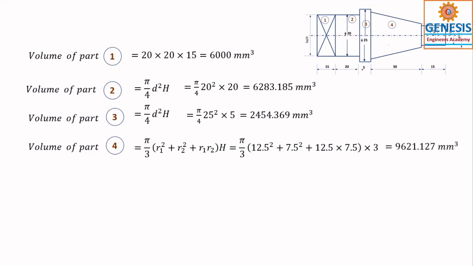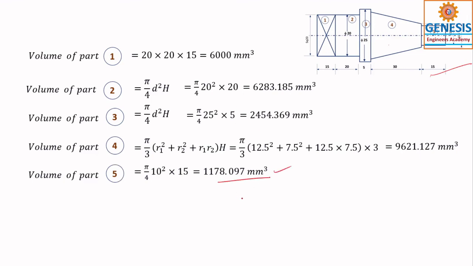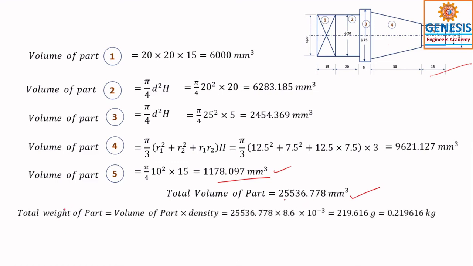So I have finished 4 parts. The simplest one is the 5th one. It is also pi by 4 d square, and d square is done. Its height is 50, so I got this one. I have to add up all these to get the total value. So the total volume of the part is around 25,536.778 mm cube.